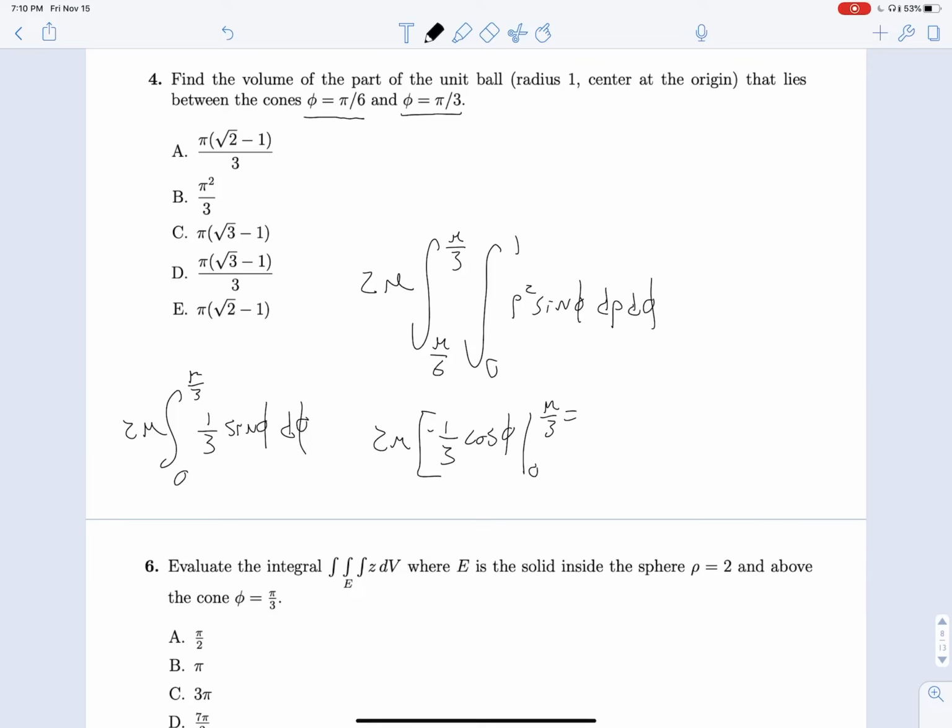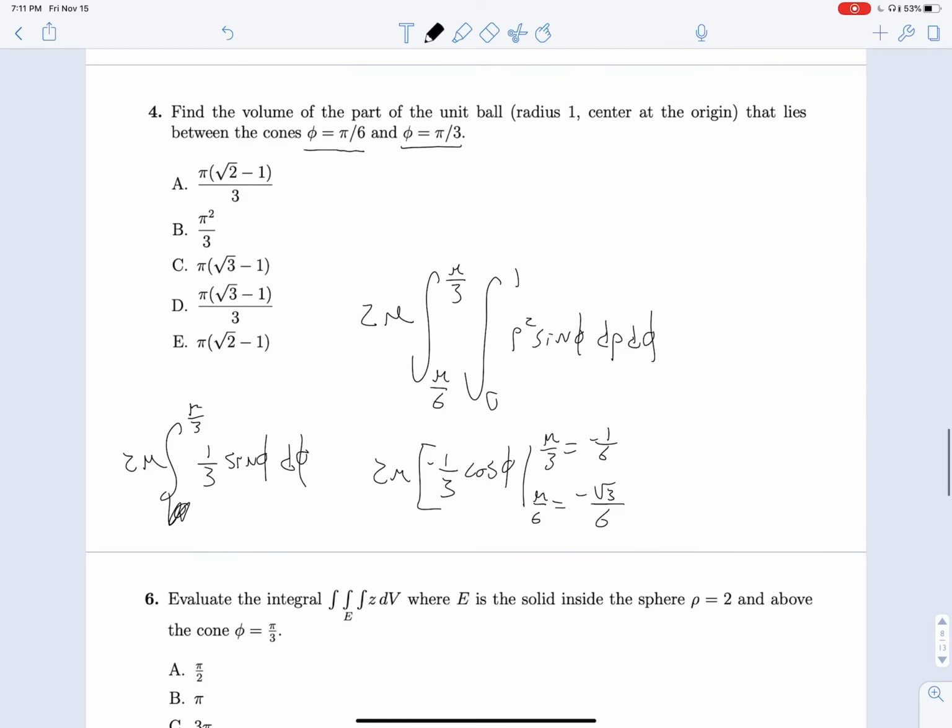Well, sorry, how did I lose my pi over 6? This is pi over 6, by the way, and same over there. So cosine of pi over 3 is going to be 1/2, so this will be negative 1/6. And cosine of pi over 6 is root 3 over 2, so this will be negative root 3 over 6. So putting everything together, we have 2 pi times root 3 over 6 minus 1 over 6, which is the same as pi over 3 times root 3 minus 1.